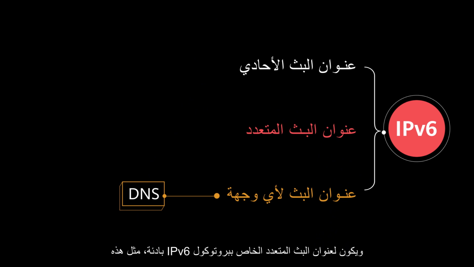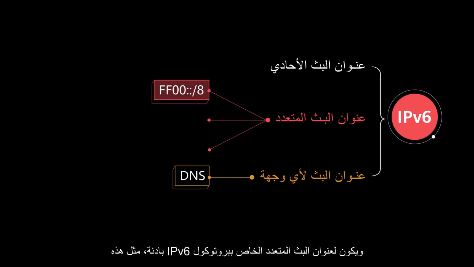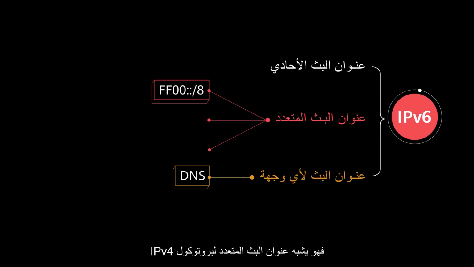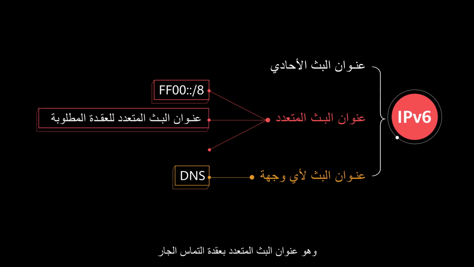An IPv6 multicast address has a prefix like this. It is similar to an IPv4 multicast address. The difference is that IPv6 supports a new type of multicast address, which is the solicited node multicast address. This kind of address is automatically created when a node is assigned a unicast or anycast address. The node then automatically joins the multicast group.